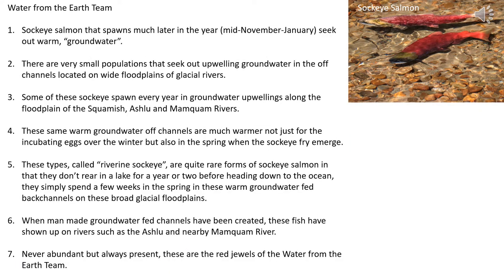So as we discussed, these forms of sockeye that we're talking about in the water from the earth team spawn typically much later in the year, and they are seeking out these warm groundwater sites. One example of these relatively rare fish are very small populations that you often find in braided glacial rivers that have wide floodplains and deep gravel deposits, but they do generate near-surface aquifers in those deposits. Often in the back sloughs, when the river is lower, there are seepages of groundwater that these sockeye salmon find. An example in our area would be the Squamish watershed, in rivers like the Ashlu and Mamquam River, where sockeye spawn every year in some of these groundwater upwelling sloughs or back sloughs of these rivers.